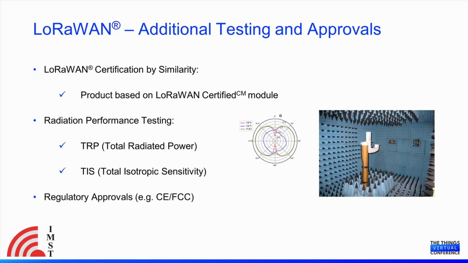Besides the LoRaWAN certification, additional testing may be interesting for you. Here I will show you an overview of some of them. First of all, in case your product is based on an already LoRaWAN certified module, you may request a LoRaWAN certification by similarity, which simplifies the LoRaWAN certification process. Additionally, the radiated performance testing will provide a full radiated power and a sensitivity figure of your devices. For this, you should also contact a LoRa Alliance authorized test house, which will give you more information about this.